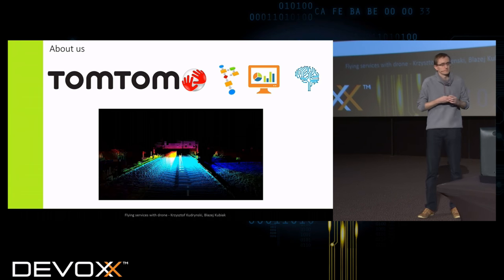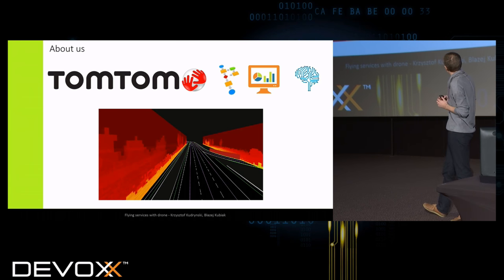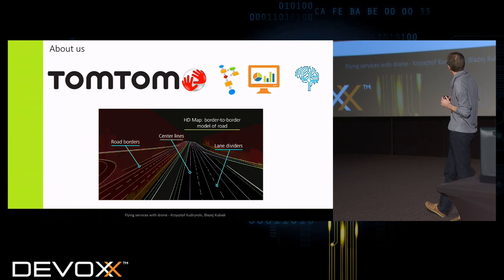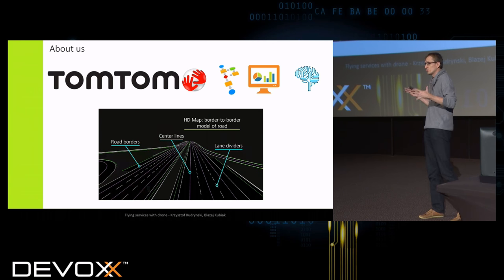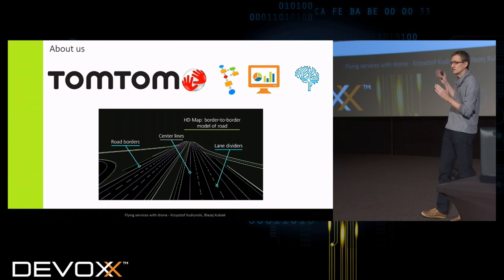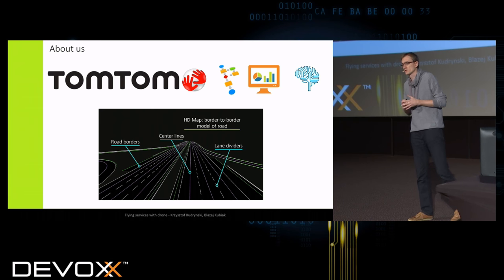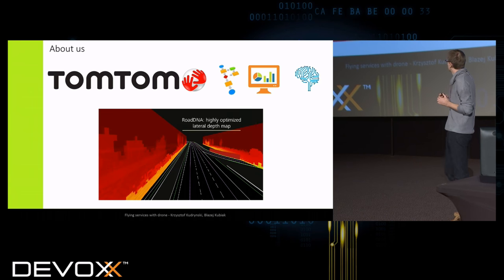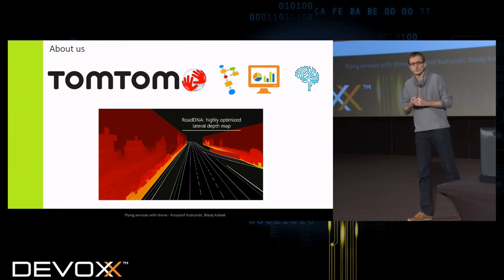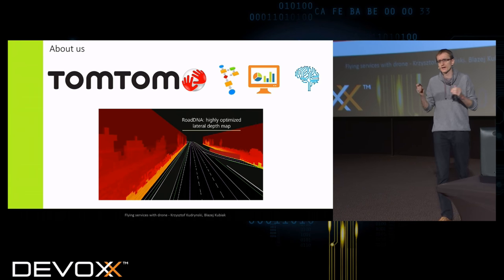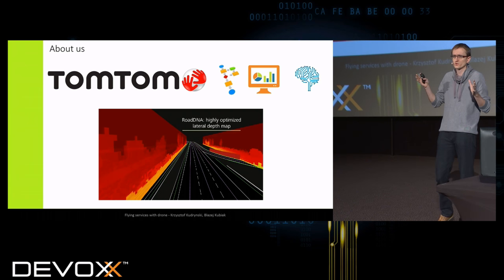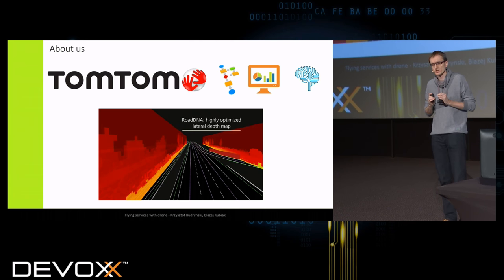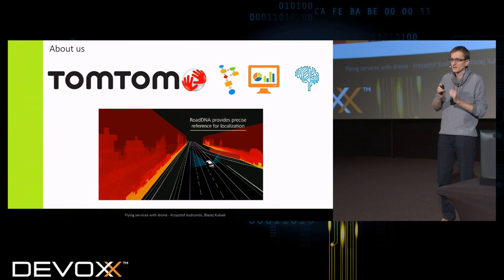Now, this map is paired with the model of surroundings, which we use for localization, and we also create algorithms for automatic detection of various road features to make production quick. But the most interesting part is the localization. This is the road DNA, a set of two depth maps to both sides of the road. This is our invention, which lets the car ideally position itself on the map.